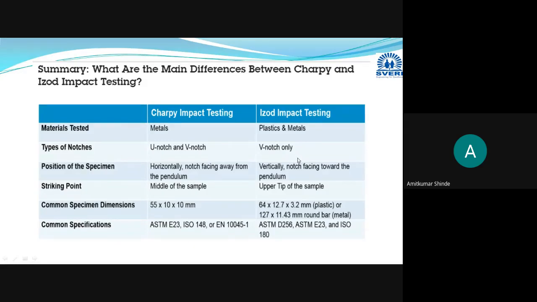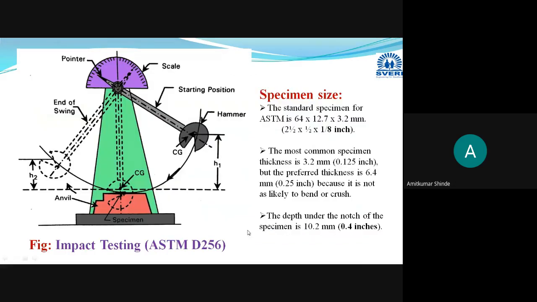Another thing you have to consider is the position of the specimen. The position will be vertical. You have to place the specimen in the anvil, and the notch should be facing towards the pendulum. This is your anvil. You have to place the specimen vertically, and whichever notch you have created should face the hammer. The face of that notch should be towards this direction, towards the hammer.